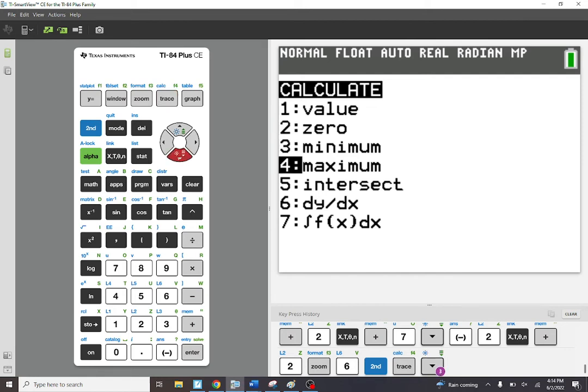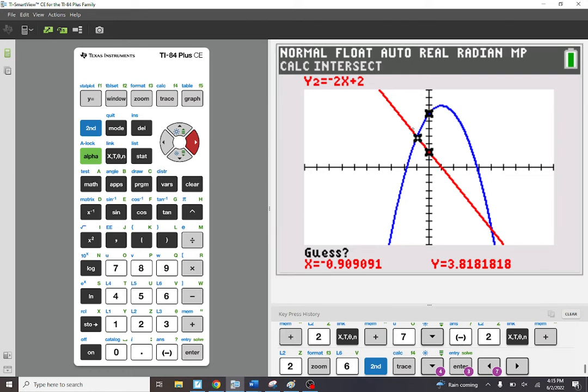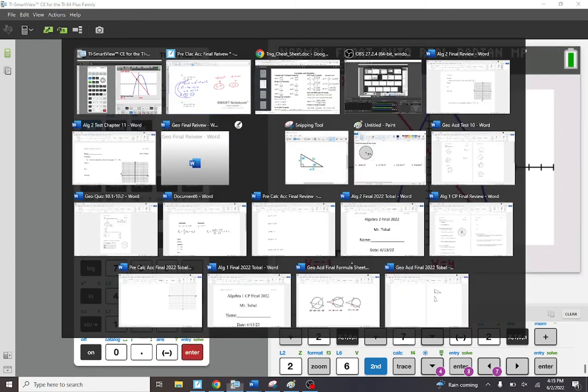And then we're going to go to option 5, intersect. Now, it's going to ask me for both curves. So I'm going to ask for first curve and second curve. I just press enter and enter. There's only 2 curves on your graph, so it should be easy. The guess is not like you're guessing. Guess as in, please tell me where I'm guessing. So they want you to tell them, hey, I want this one on the top left versus this one on the bottom right. So I'm going to press enter again, and I get negative 1 comma 4, which was one of my answers.